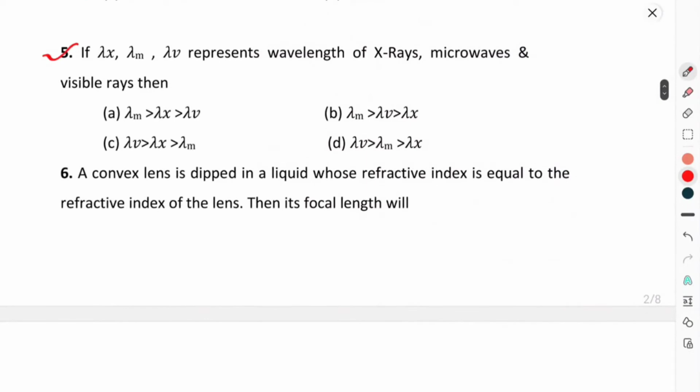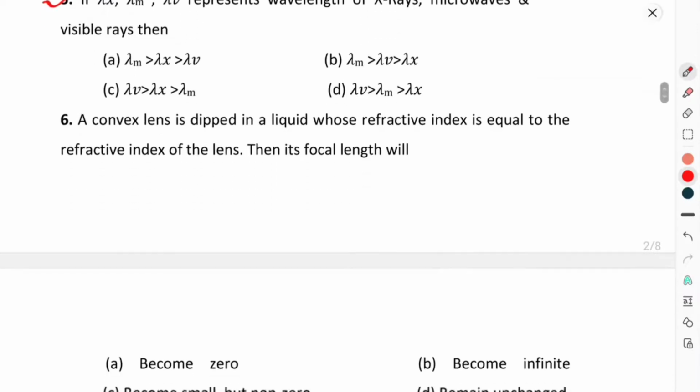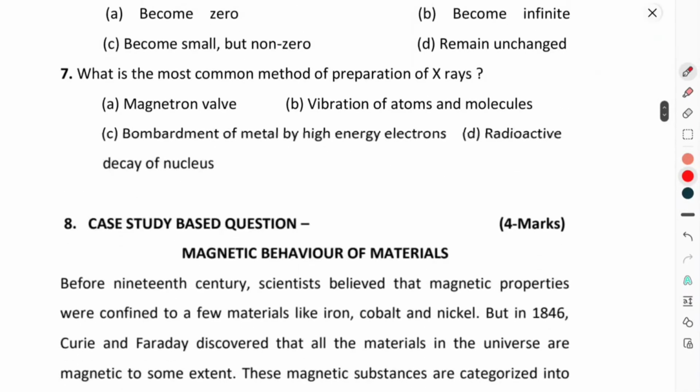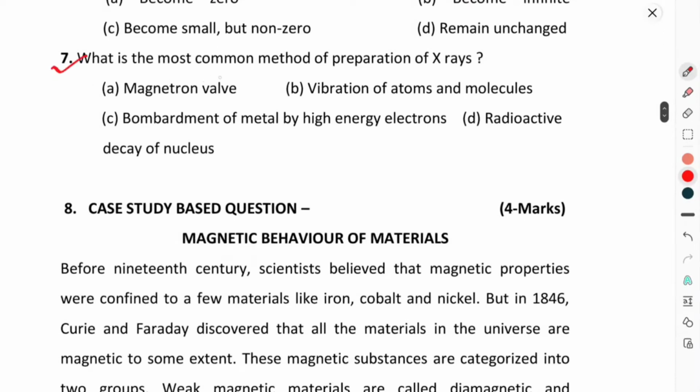Question number 5, lambda x, lambda m, lambda v represent the wavelengths of X-rays, microwaves and visible rays. Then, question number 6, a convex lens is dipped in a liquid whose refractive index is equal to the refractive index of the lens. Then its focal length will be. Question number 7, what is the most common method of preparation of X-rays?